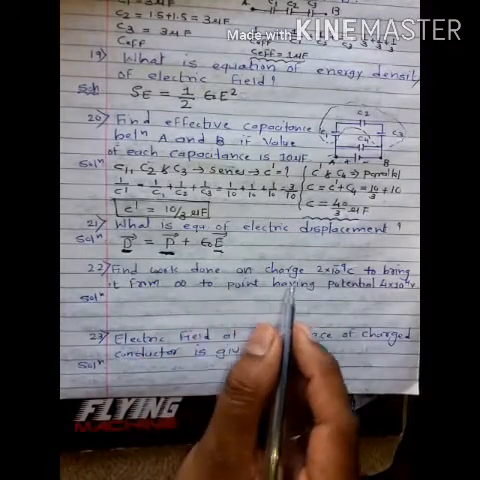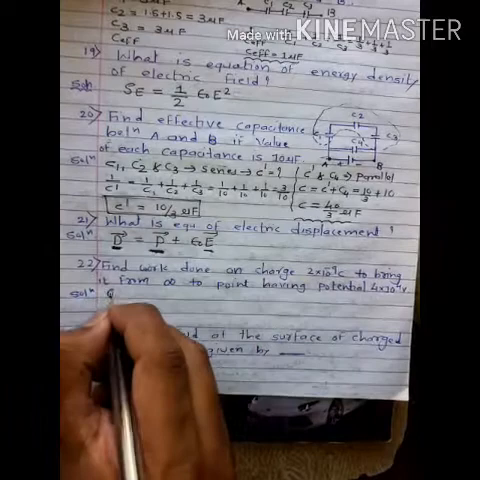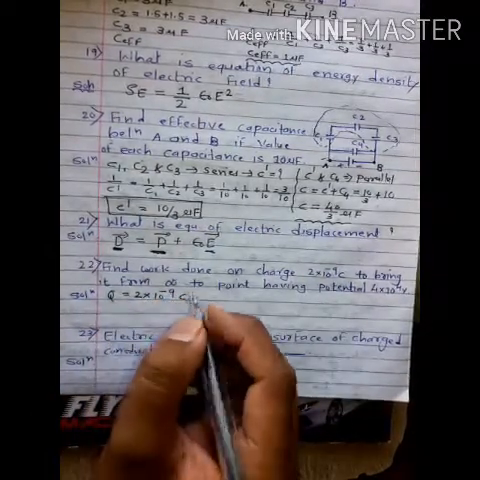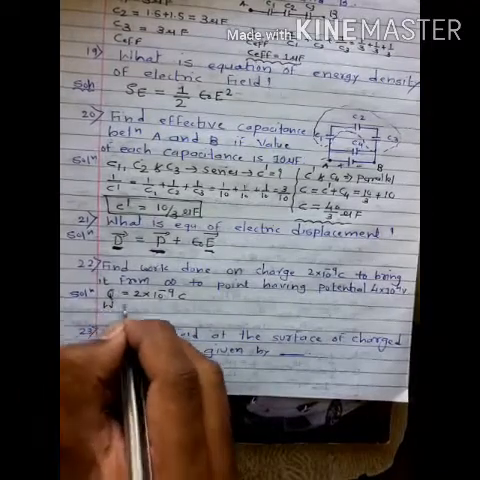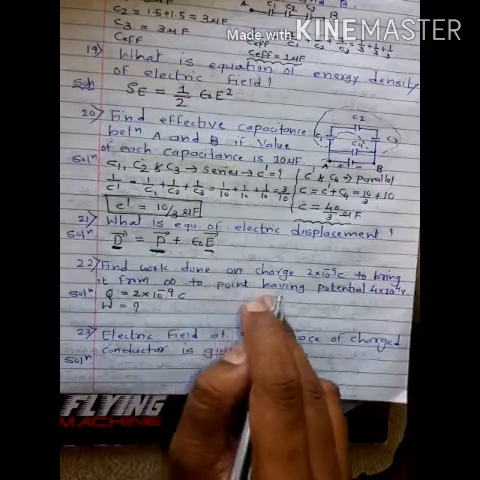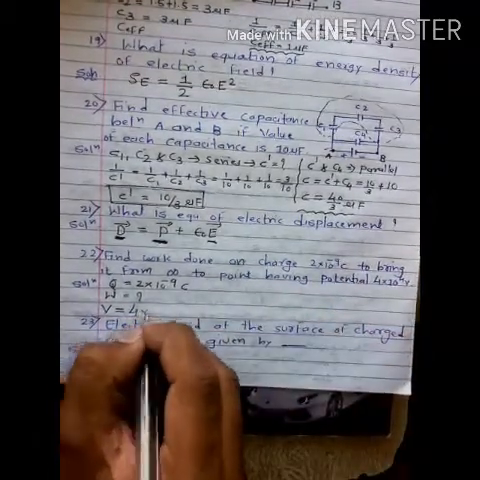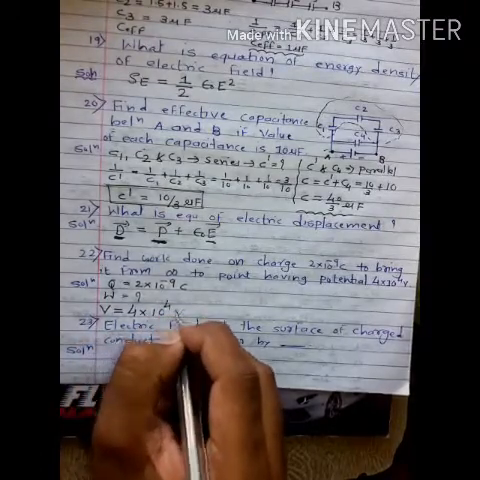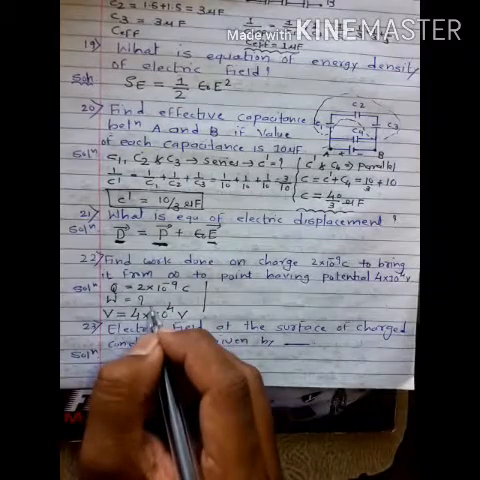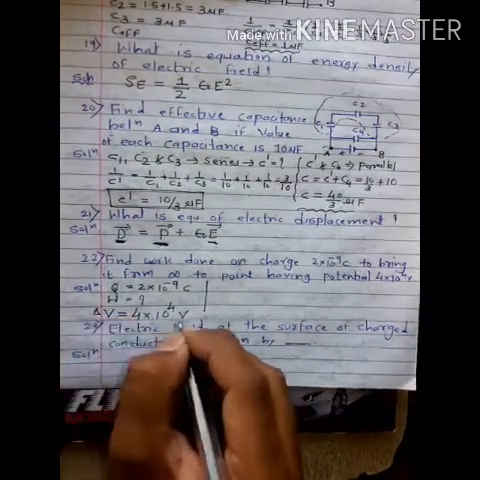Next MCQ. Find the work done on a charge of 2 into 10 raised to minus 9 coulomb. So the charge is given, 2 into 10 raised to minus 9 coulomb. Find work done, means W, to bring it from infinity to a given point having potential. So the potential is given, V is 4 into 10 raised to 4 volt. Okay, charge is given, we want the value of work, and potential or potential difference is given.